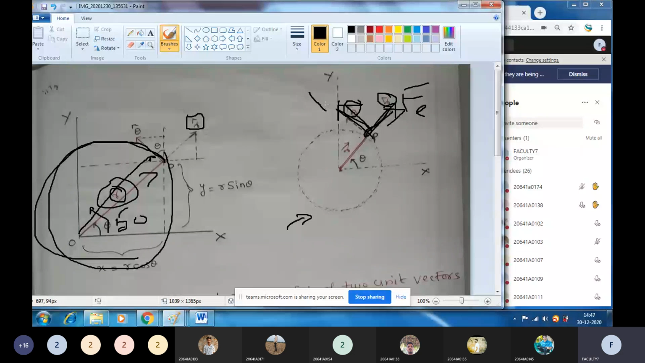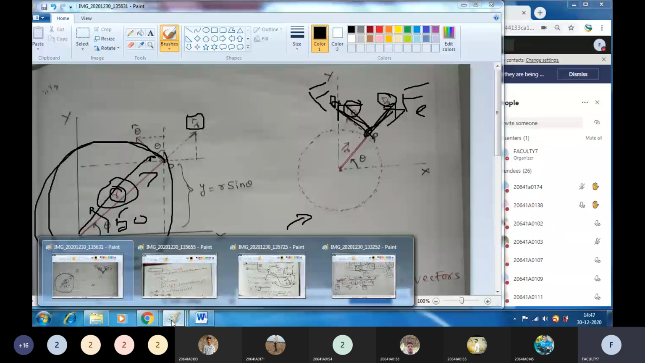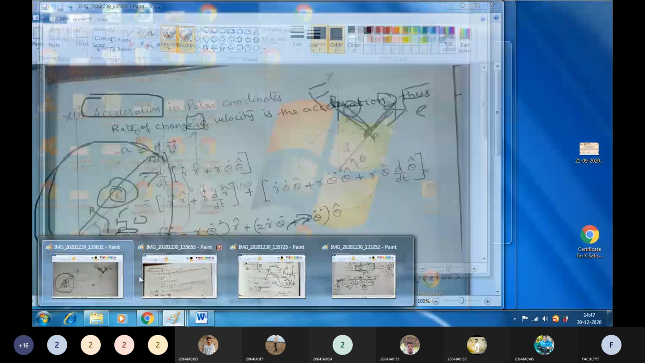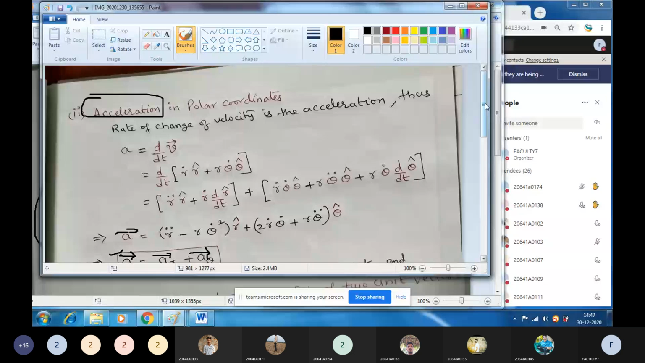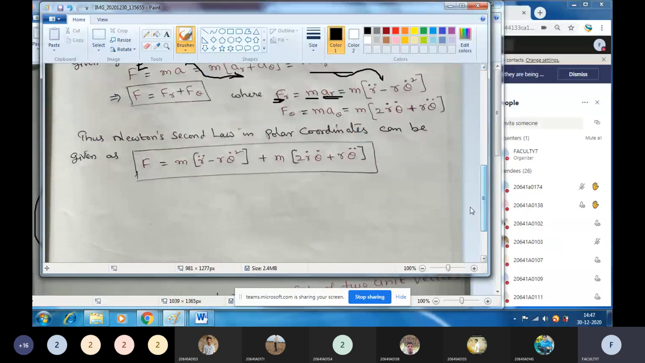Now whatever force you are going to get towards the tangential component, you can mention this as F theta. So you are going to express the force in two different components. Now what is the conclusion here? You are getting the expression for the force, and this is going to give the equation of motion.